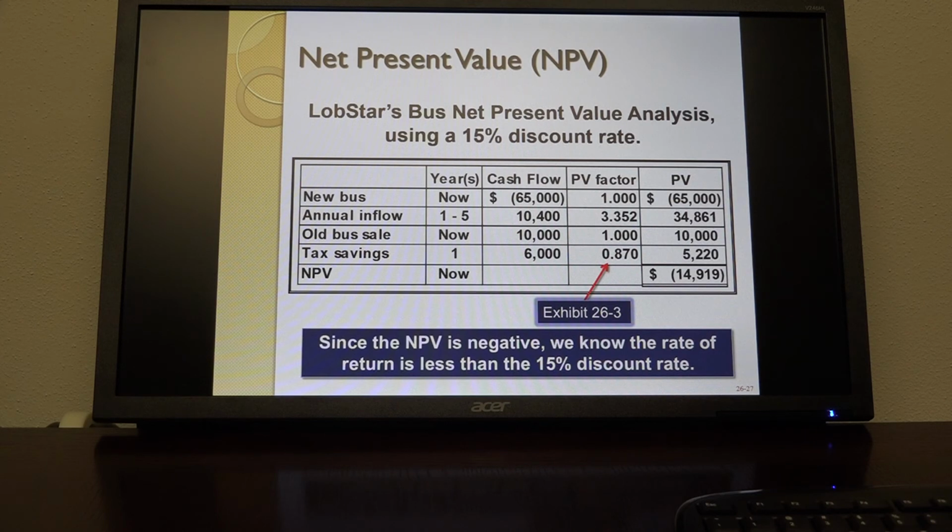And so here, the net present value is a negative $14,919. So from what you've learned, would we accept this or not? And the answer is no, because your net present value is a negative number. The inflows from this capital project are going to be less than the required rate of return.